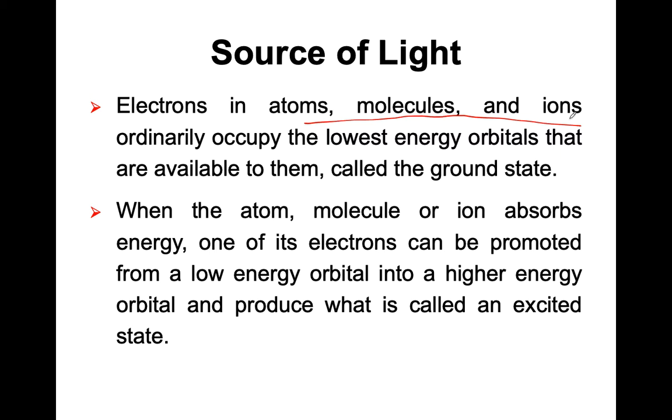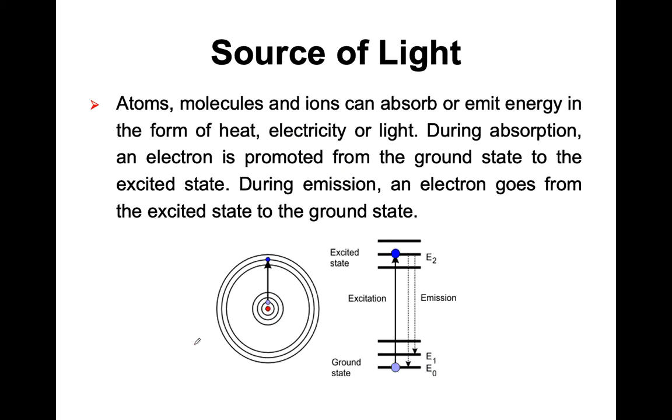During absorption, an electron is promoted from a lower energy orbital into a higher energy orbital and produces what is called an excited state. When the excited electron comes back to the ground state, some light is emitted. But how? Look at it here. Those are the ground states. So when the electron on the ground state is activated, it will jump to the excited states, and this one is not stable, so the electron will come back to a certain energy level on the ground state, and the energy difference will be emitted.